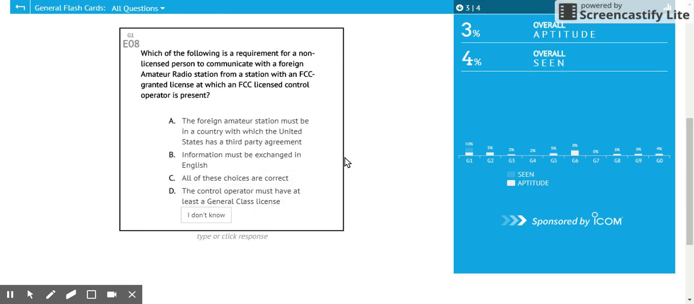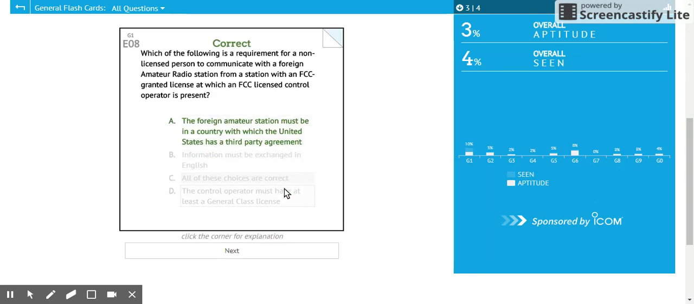Alright, let's go on to question G1E08. Which of the following is a requirement for a non-licensed person to communicate with a foreign amateur radio station from a station with an FCC granted license at which an FCC licensed control operator is present? A, B, C, or D? I think it's A. Yay!